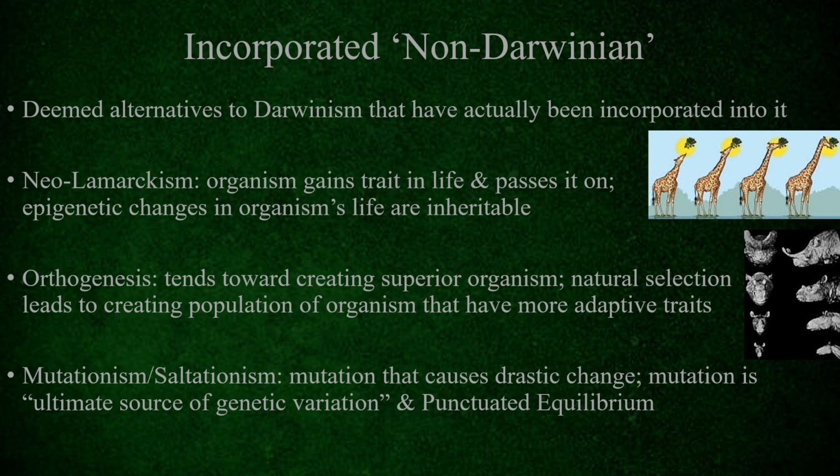And then there's mutationism slash saltationism, which says that mutation is the cause of drastic change. It's the cause of macroevolution entirely. Well, it's incorporated in neo-Darwinism through saying that mutation is the ultimate source of genetic variation. And also think of punctuated equilibrium, where you got drastic change in a short amount of time. And you're still saying that mutation is very important to drastic change in macroevolution.